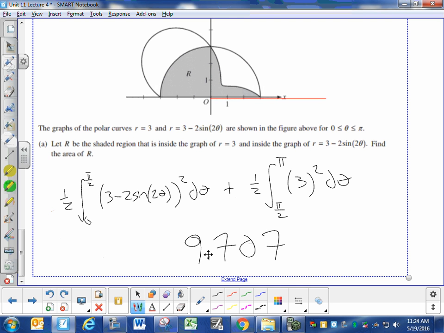From pi over 2 to pi. Of? 3 squared times a half. That's it. Or you realize this is a quarter of a circle, do 1/4 pi 3 squared, and you would get this answer. This is very doable for all of you. Some of you just didn't even try.